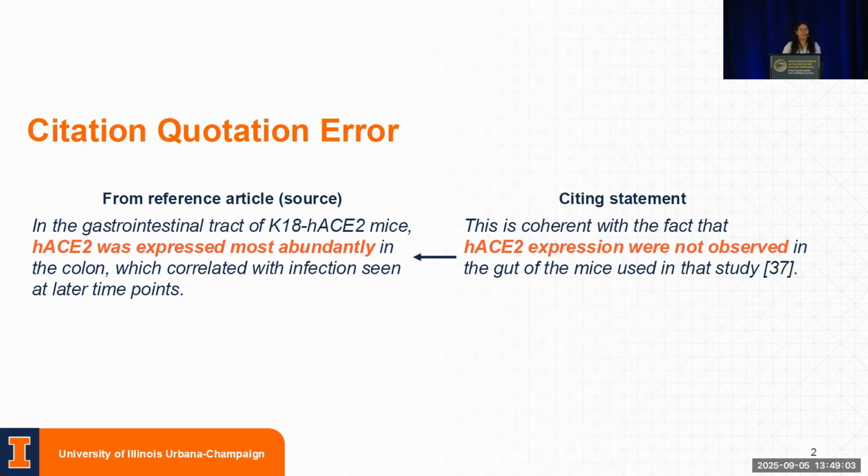Here we have a reference article on your left, and it says here that ACE2, or human ACE2, was expressed most abundantly in the colon. Well, this statement was cited by another paper, and this paper says that human ACE2 expression was not observed in the gut of the mice. I'm not a biomedical person, I'm a computer scientist, but I do know that the colon is part of the gut. So that means that this statement is contradicting. And this is actually a real example from the literature.